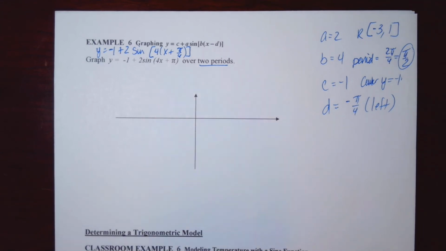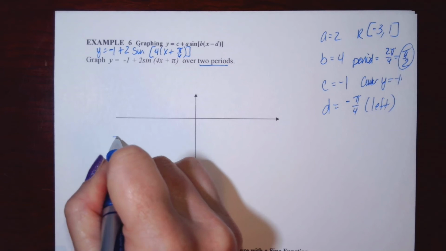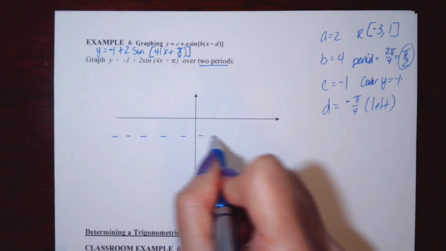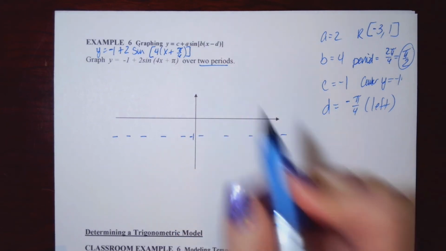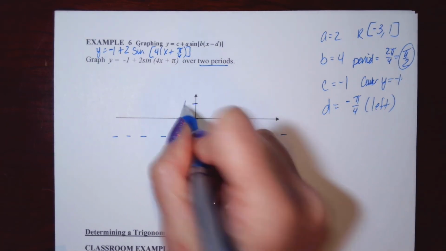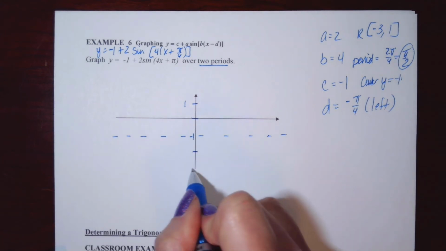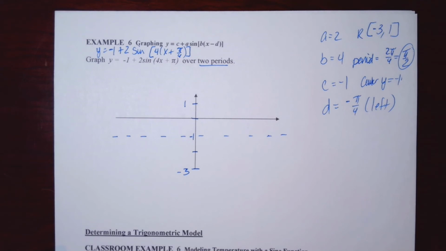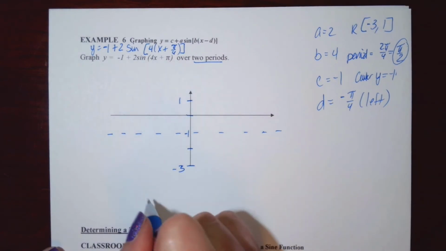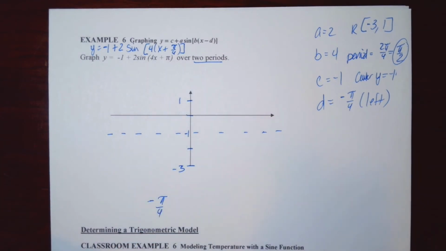All right, let's get our graph built. So center is at -1. From center, I'm going to go up 2, and from center, I'm going to go down 2. So there's peak and trough. My first point is going to be at -pi/4. Since it's back here to the left, I need to do some thinking about what happens with the rest of my points. So that's my first point.